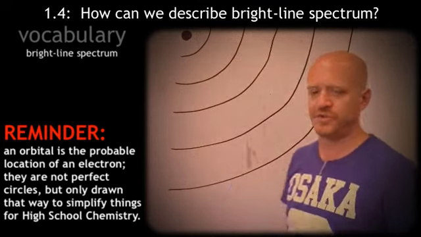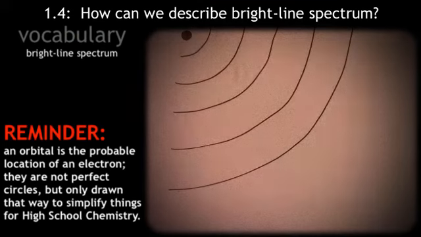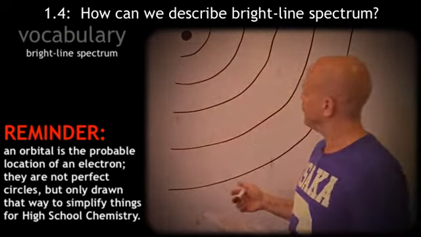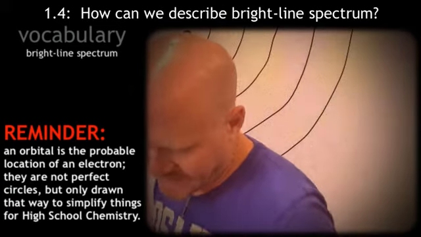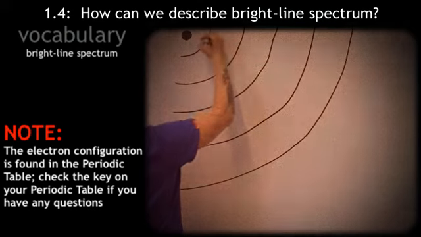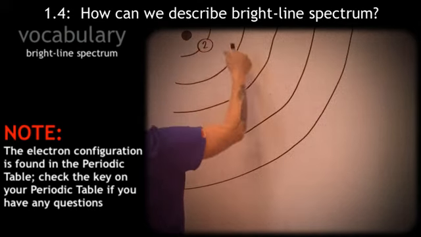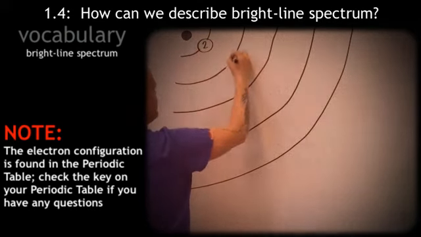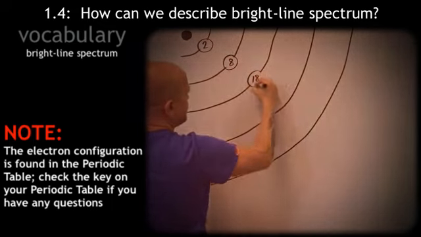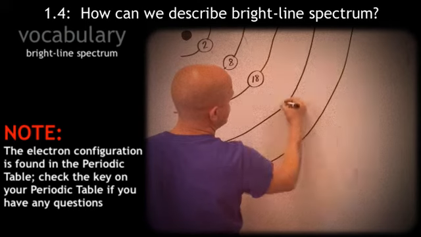And let's choose, let's try something that's a little bit more complicated. We're going to try zinc. And zinc has an electron configuration of 2, 8, 18, 2.